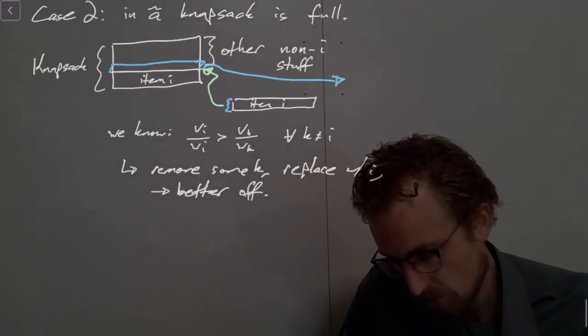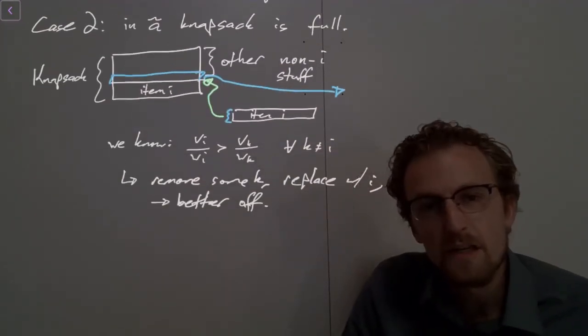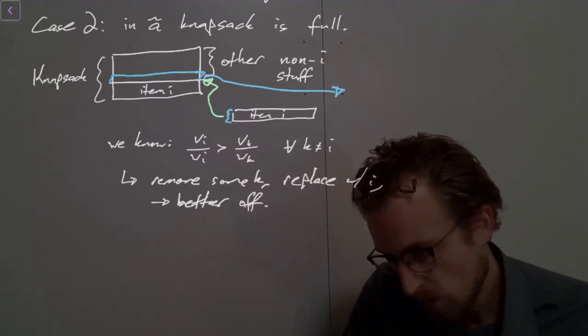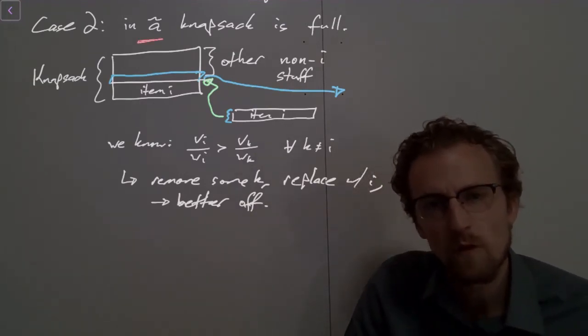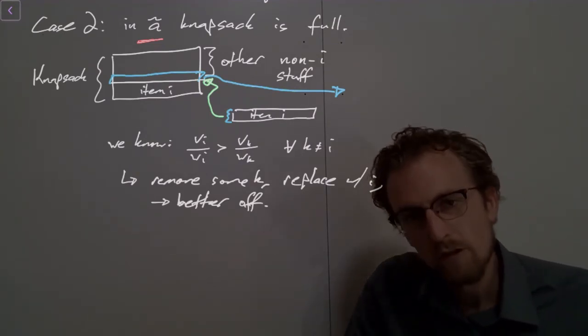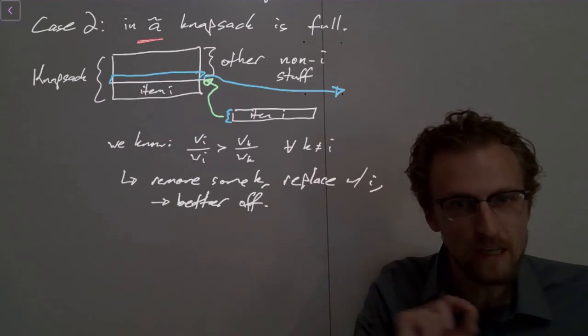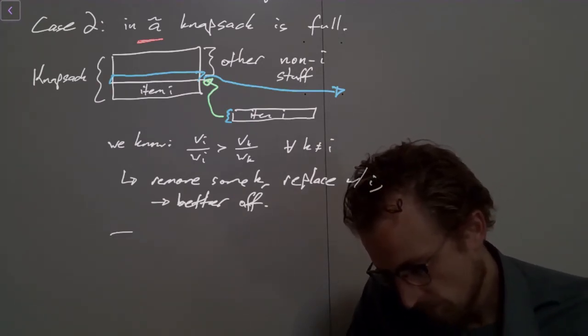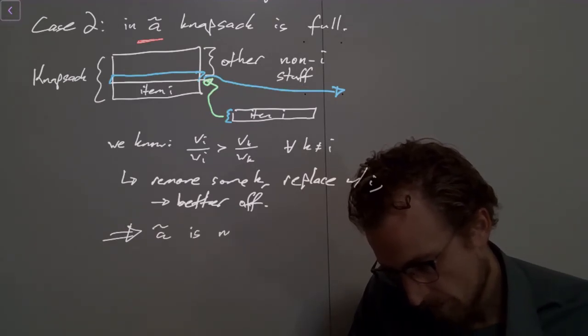Right? What does this tell us? Well, it tells us a procedure that we can follow to improve the quality of A tilde. Right? Improve the total value taken with respect to A tilde. If we can take A tilde and make it better, that means A tilde is not optimal. Okay? So what do we have? Therefore, A tilde is not optimal.